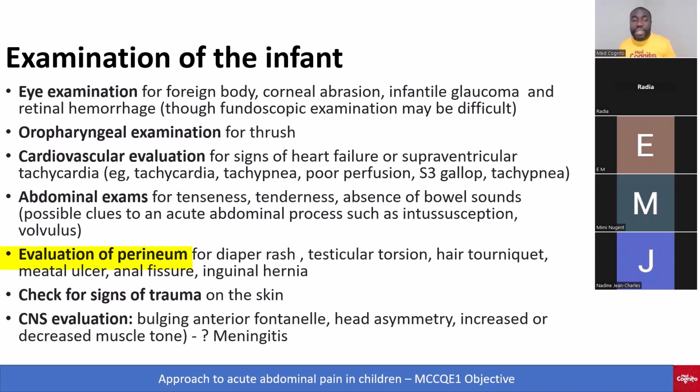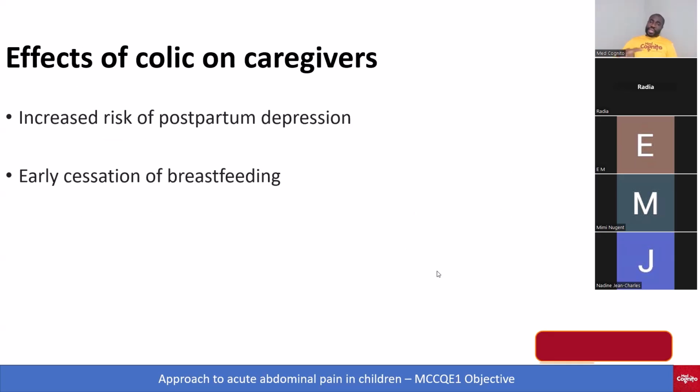Then you want to check for signs of trauma on the skin. And if there is any swelling of the joint or abnormality of a long bone, then you may think about a fracture. And you want to do a CNS evaluation because you want to check for bulging of the anterior fontanelle, head asymmetry, increased or decreased muscle tone. Then think about meningitis. Now, what are the effects of colic on caregivers?